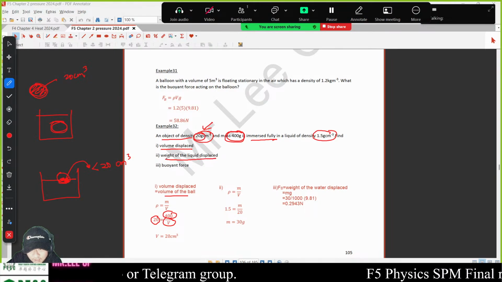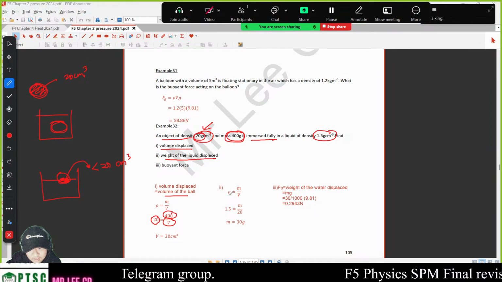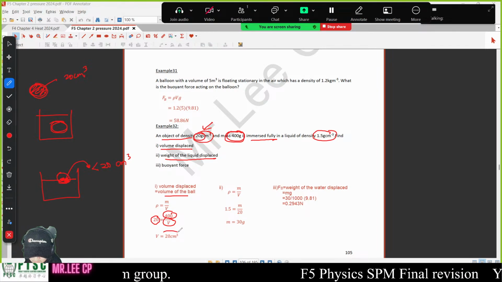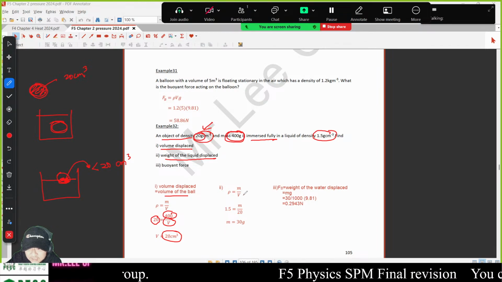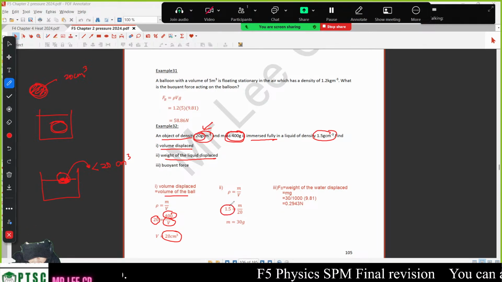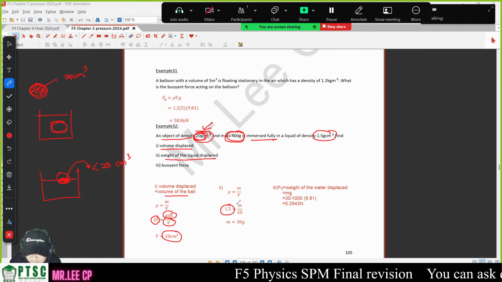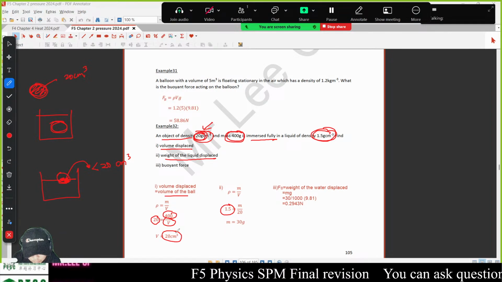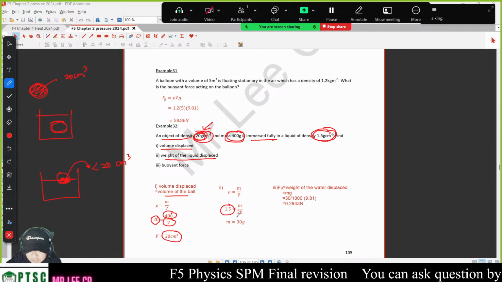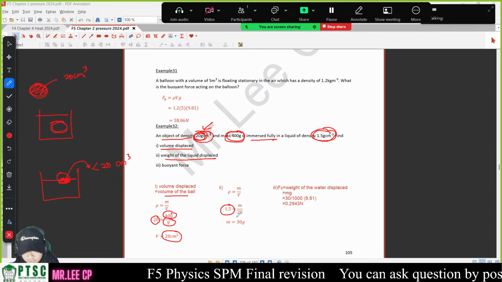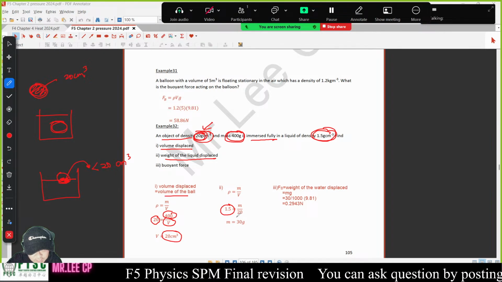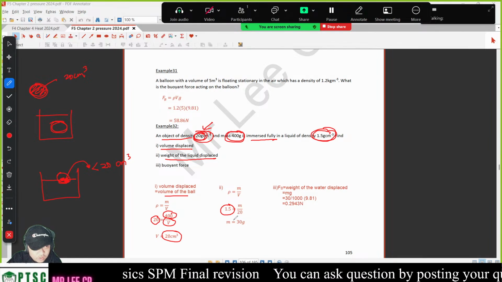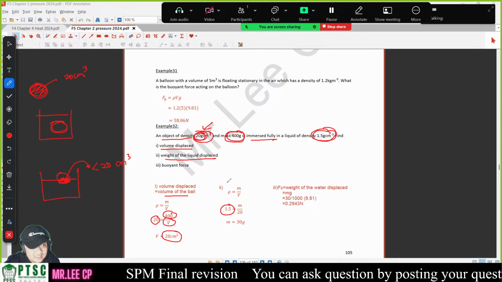Weight of the liquid displaced: you got the volume here. Density is mass over volume. But this one is free, you cannot use 20 already. You use 1.5. 1.5 is mass over volume. Volume is 20. So you times it up, it is 30 gram. Right, gram. If you want to change it to kg also can, but if you don't, you leave it as 30 gram will be okay.